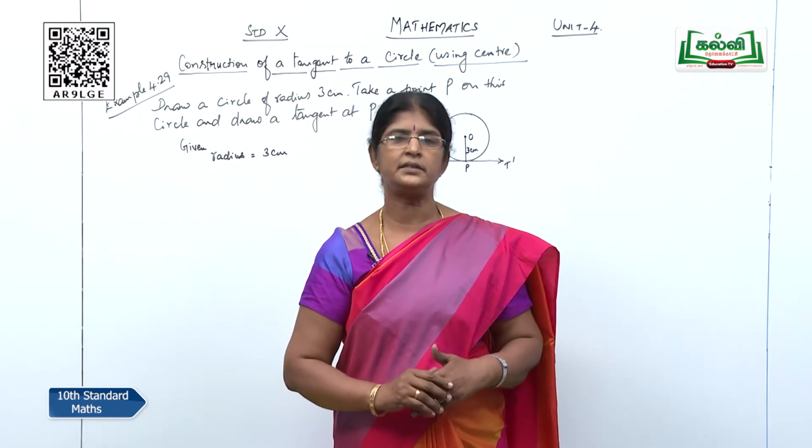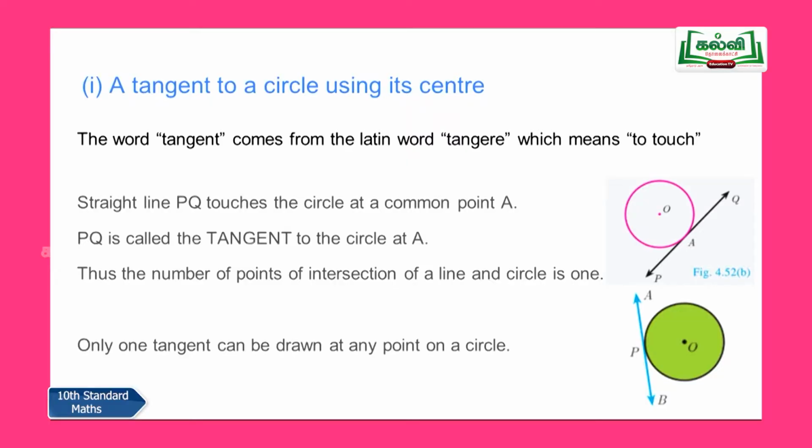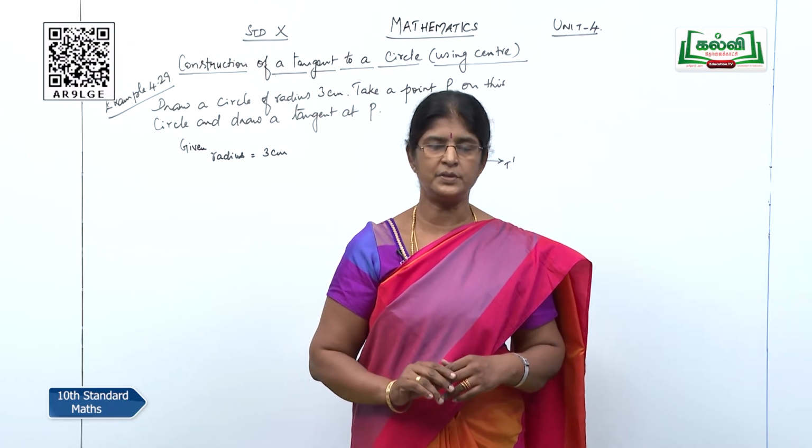Now first category, a tangent to a circle using its center. The word tangent comes from the Latin word tangere, which means to touch. Straight line PQ touches a circle at a common point A. Now PQ is called the tangent to the circle. Thus, the number of points of intersection of a line and a circle is only 1. Only one tangent can be drawn at any point on the circle. This is a result. It may be asked in a 1 mark question also.